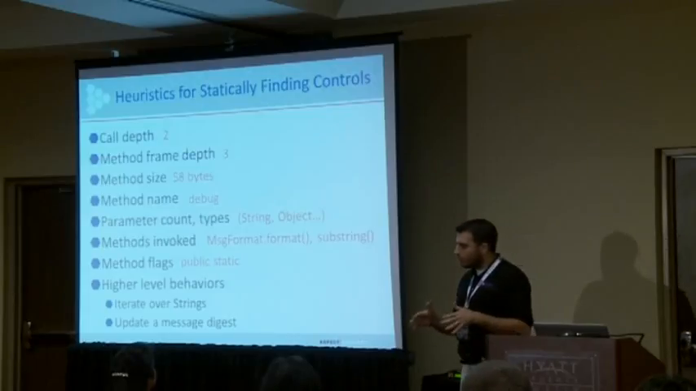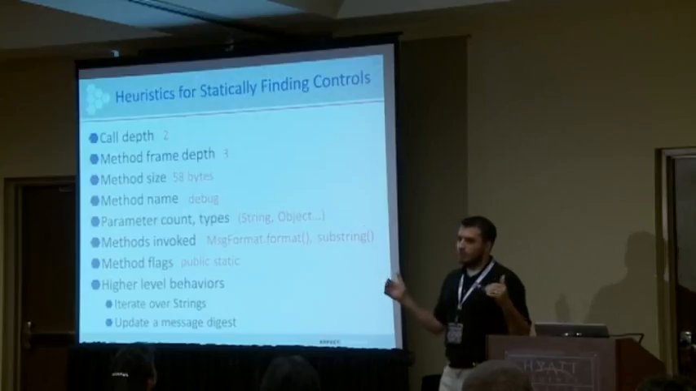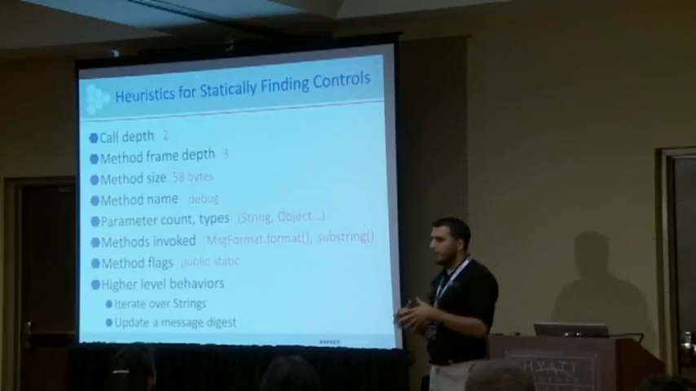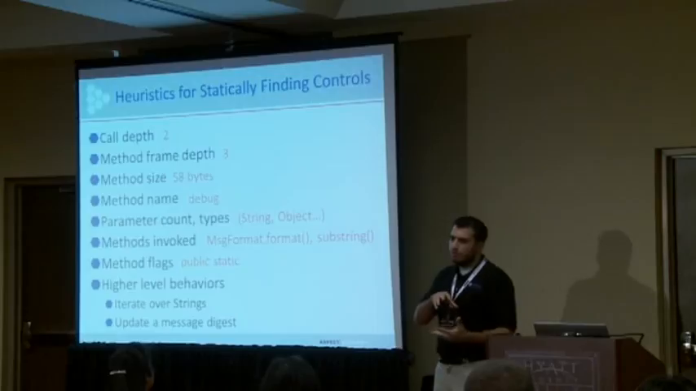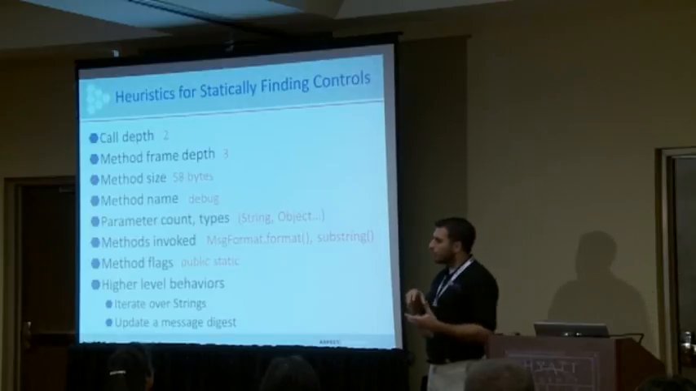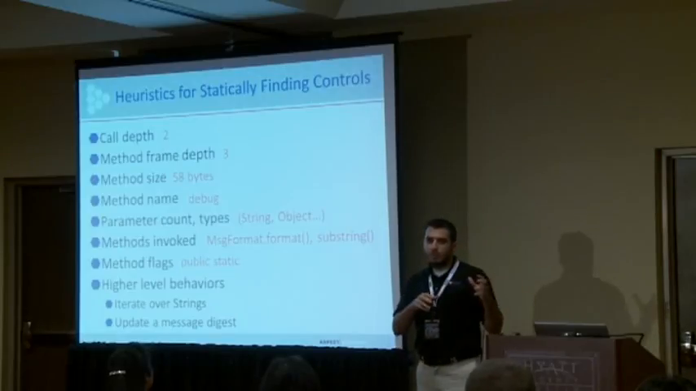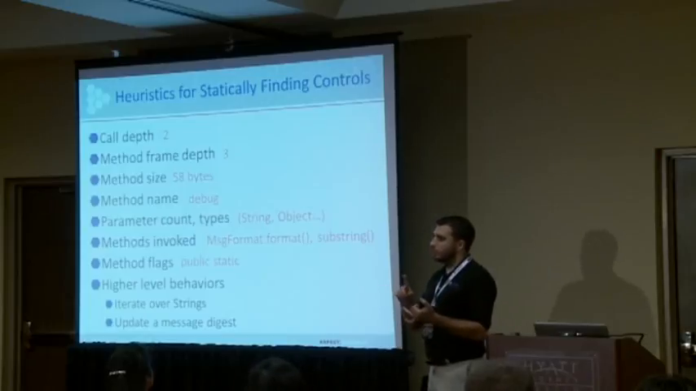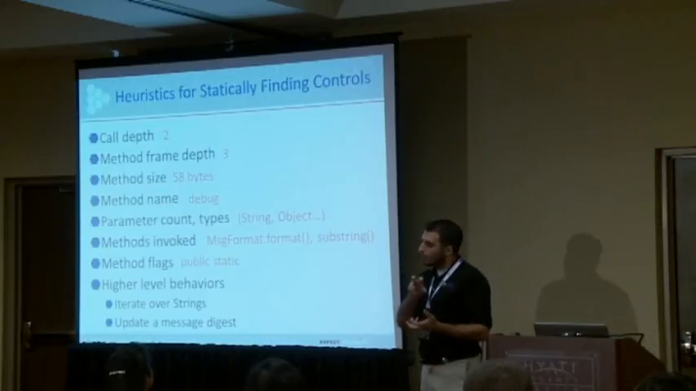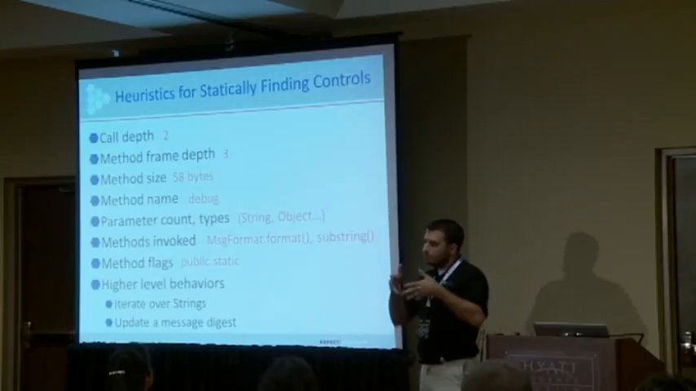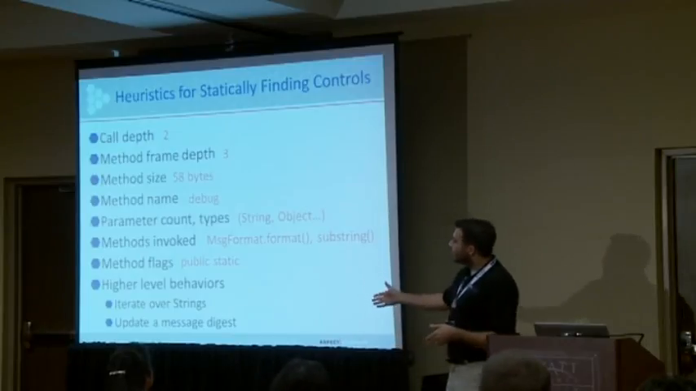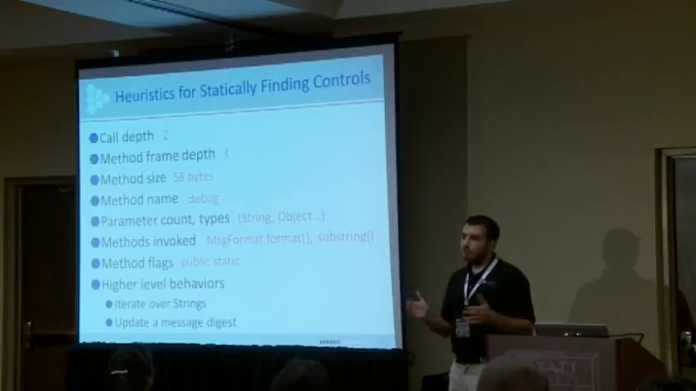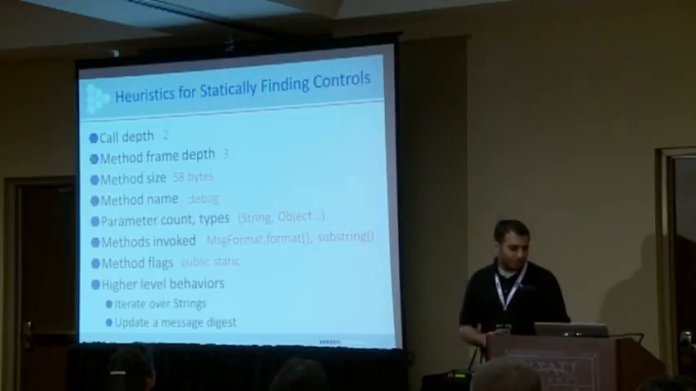Another feature that these guys built into the scanner was that they detect higher level behavior by looking at a combination of the functions called. So they could tell that a function iterates over strings by checking if it calls getChars or some other functions. So by the presence of multiple methods, you can determine this higher level behavior. So we've identified some higher level behaviors that may be tipping us off to other security methods.